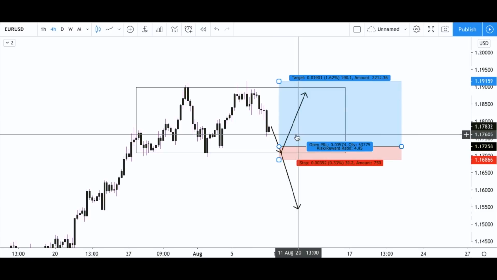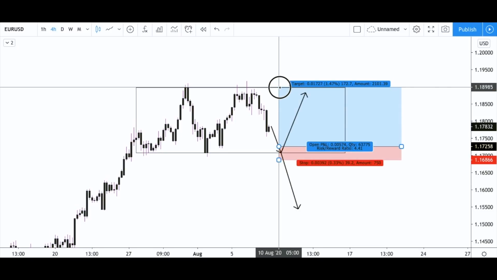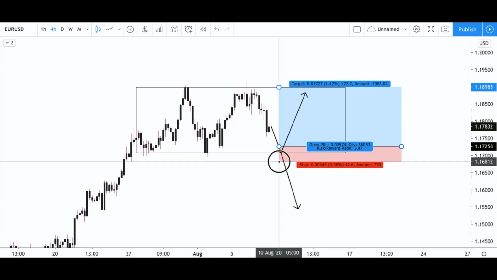So we'd be looking to enter our position somewhere around this area. Our take profit will be right here, and our stop loss would just be somewhere around this area.